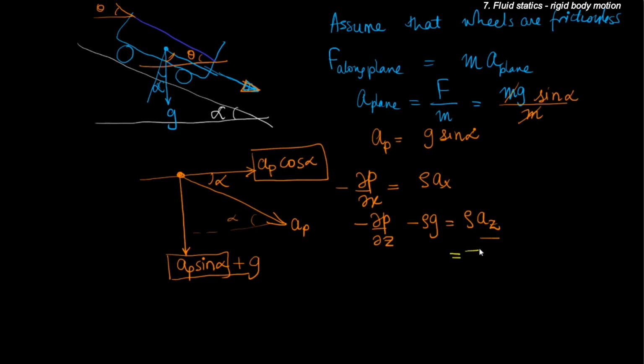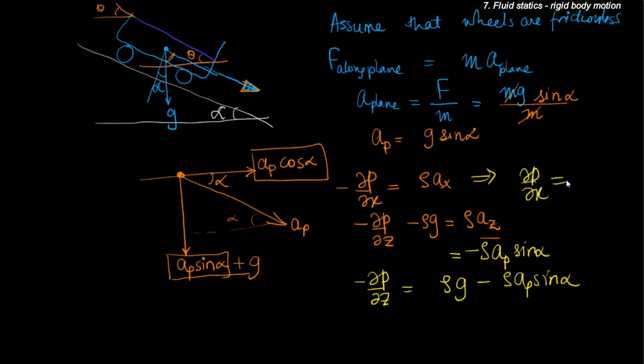So this is minus rho ap sin alpha. So minus del p del z is equal to rho g minus rho ap sin alpha, and from this equation we have del p del x equal to minus rho, so ax is ap cos alpha.